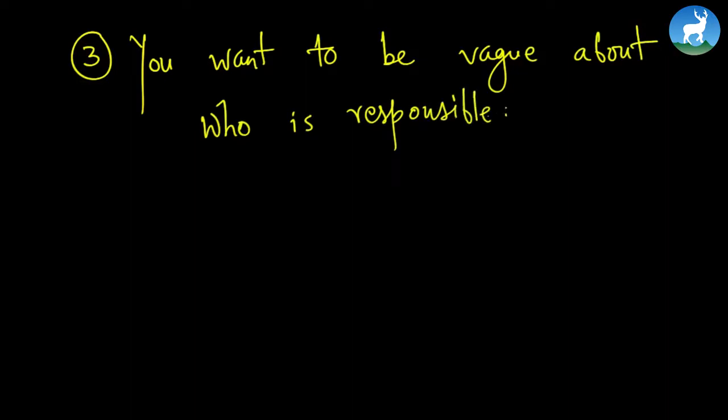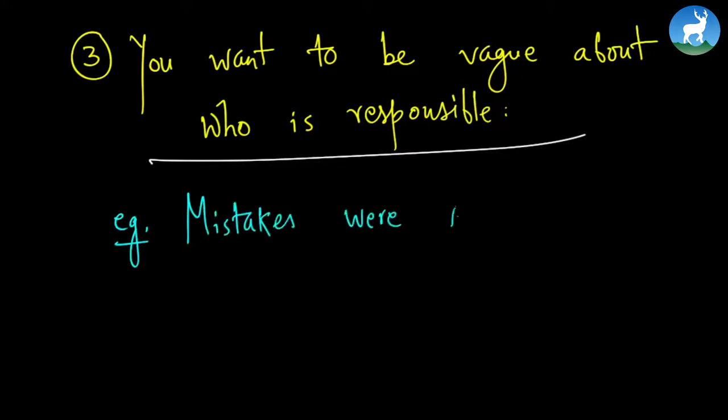So this is the case. You want to be vague about who is responsible. Now you've got to use the passive voice. For example, mistakes were made. So mistakes were made. We have a be verb followed by V3. Who made the mistakes? We don't know. We don't care about those people, right? That's why we're using passive voice.